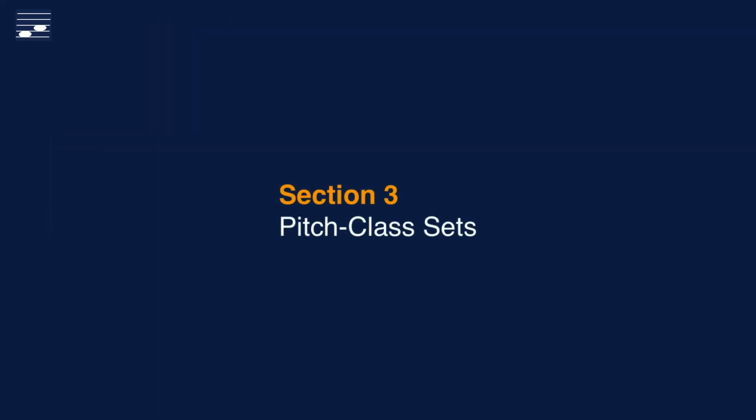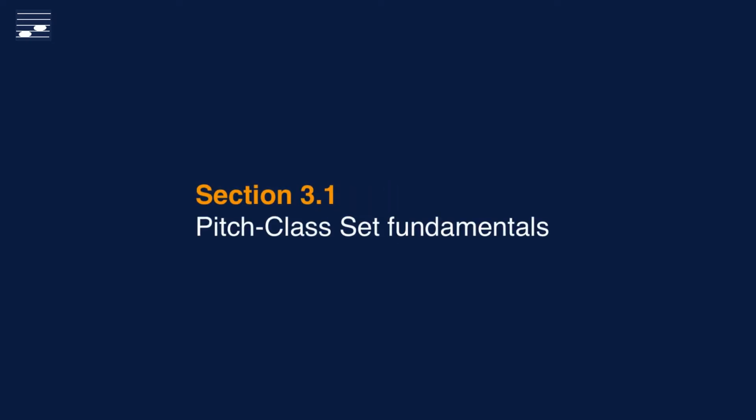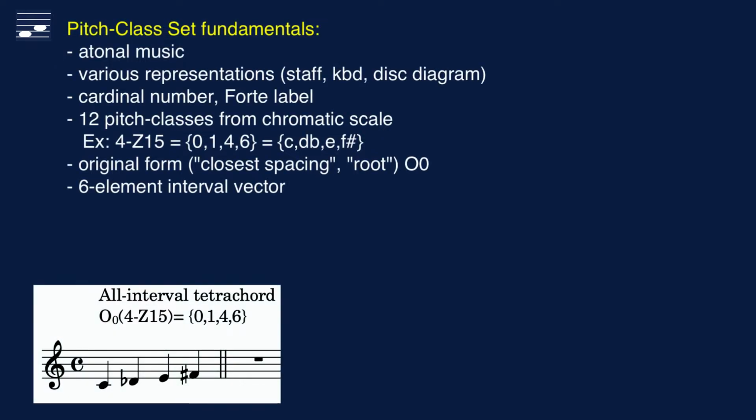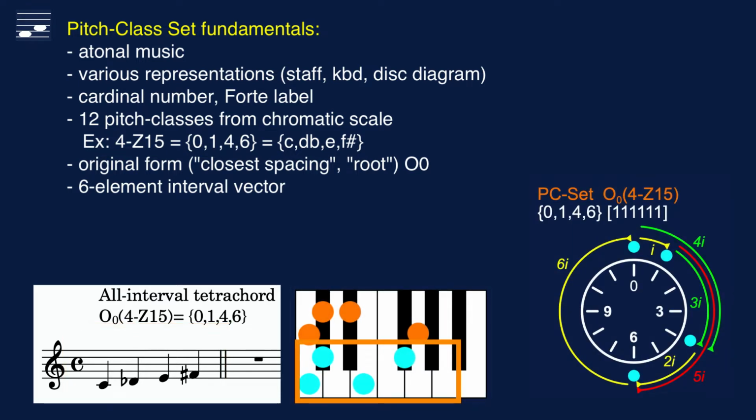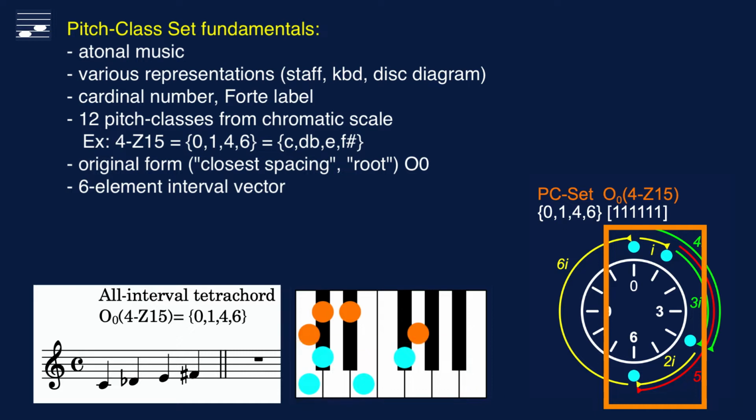Let's proceed with the atonal elements, the pitch-class sets. I'll summarize the fundamentals. Pitch-class sets are used in atonal music. These pitch-class collections from the chromatic scale may be shown in staff notation, as keys on the keyboard, or on the clock face-like pitch disc diagram on the right. The number of pitches in the set is called the cardinal number.